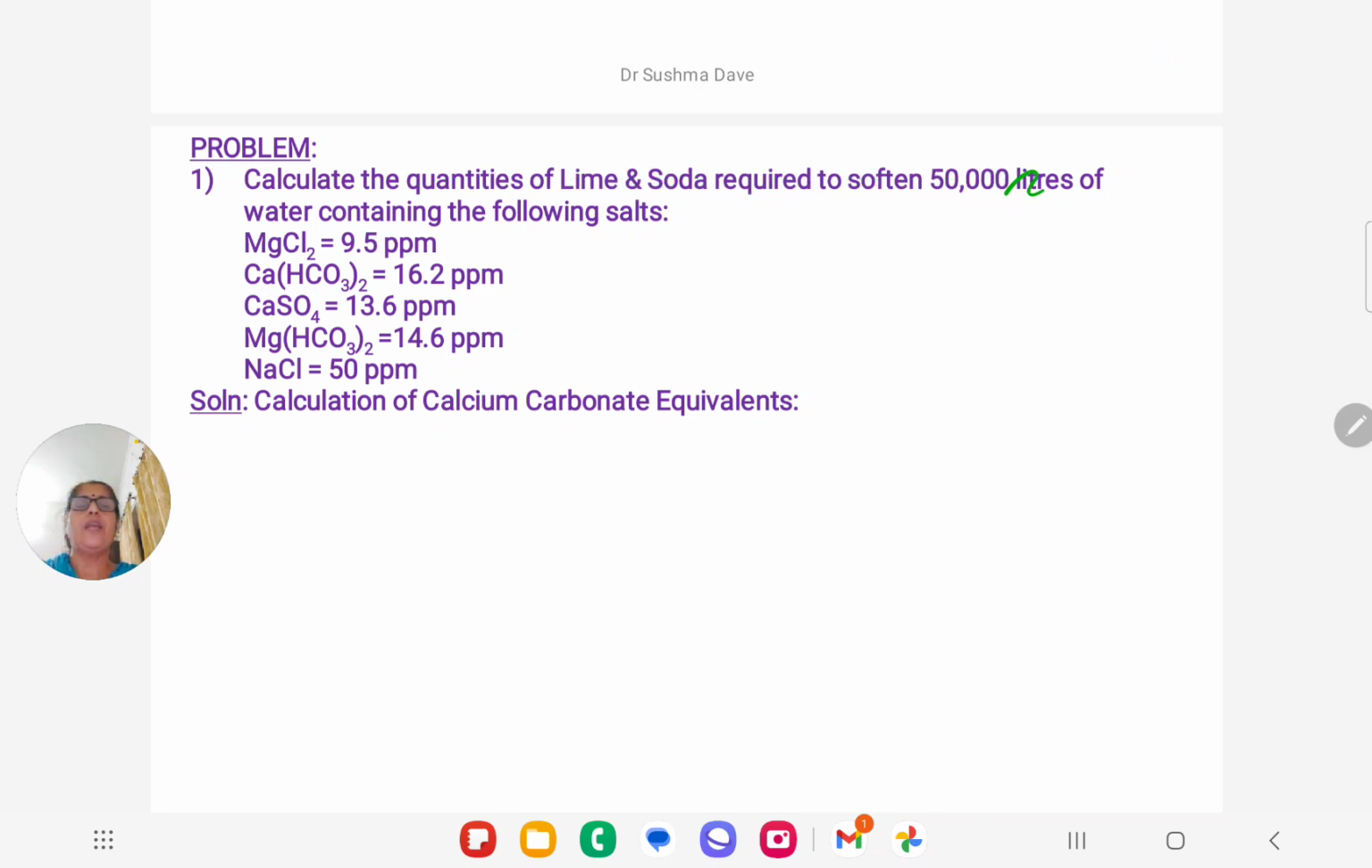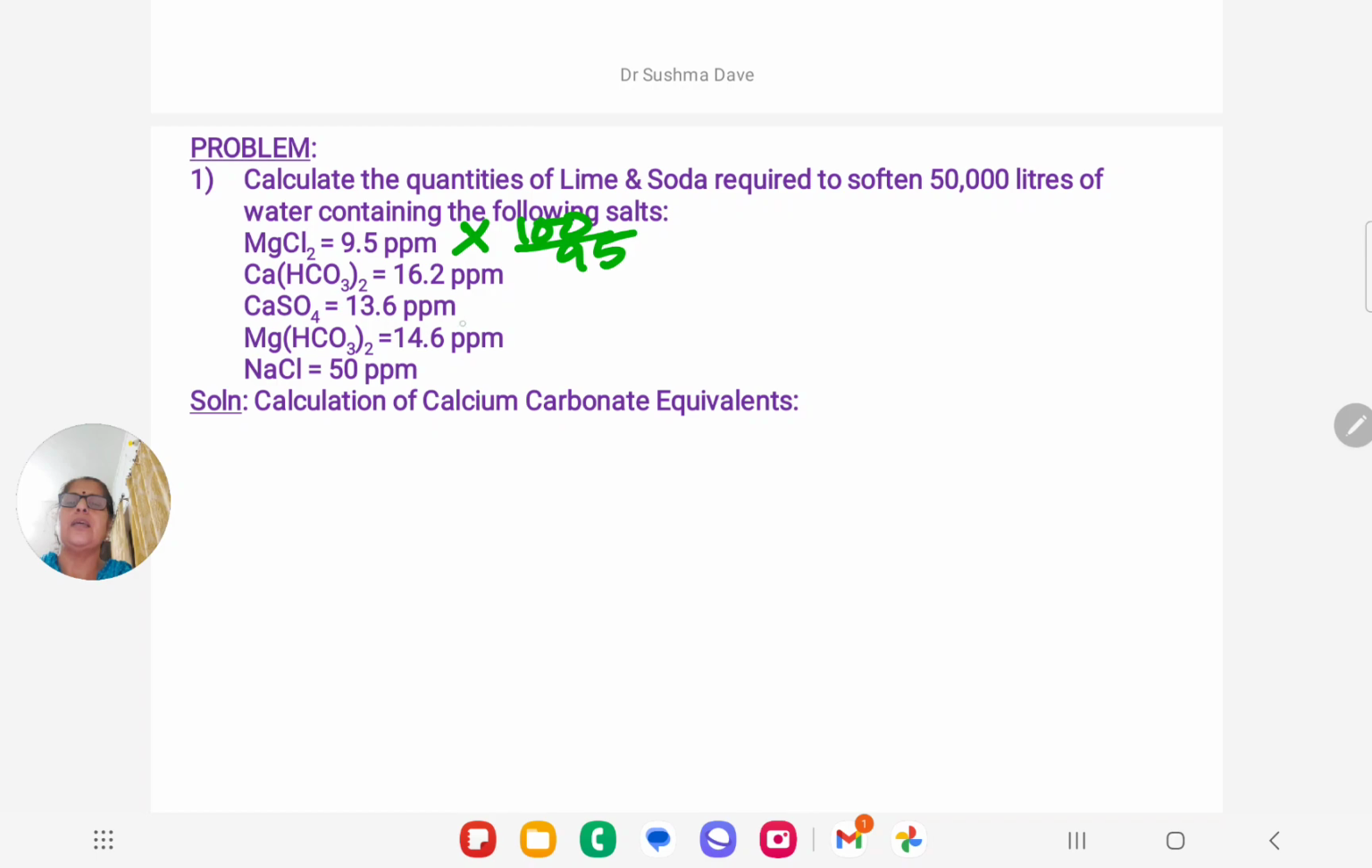Calculate the quantity of lime and soda required to soften 50,000 liters of water containing the following salts. Now what is magnesium chloride? 9.5 ppm, and this is the data given. How can we calculate? Suppose it is 9.5 ppm. So the first step is to convert it into calcium carbonate equivalent.